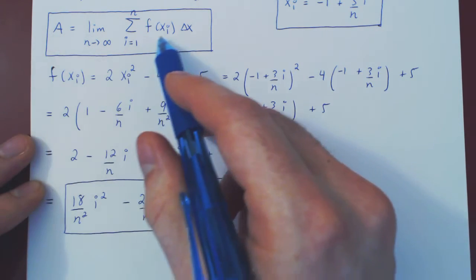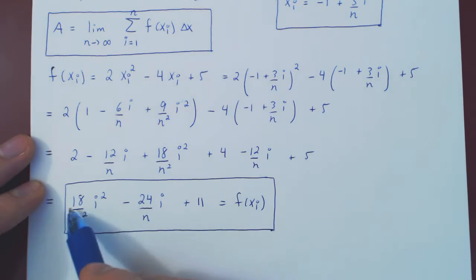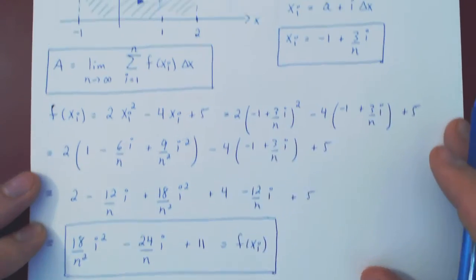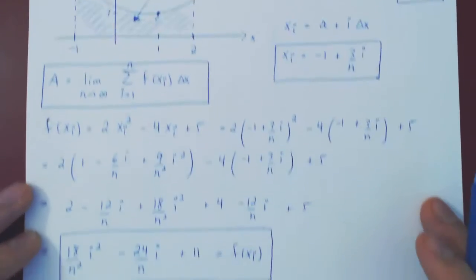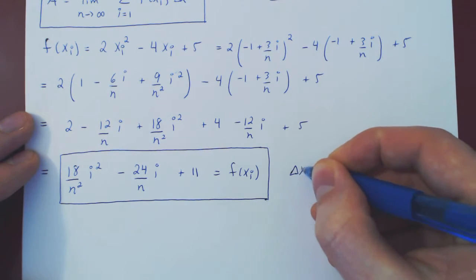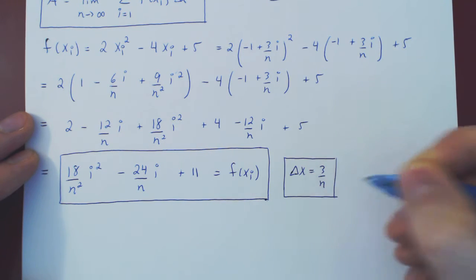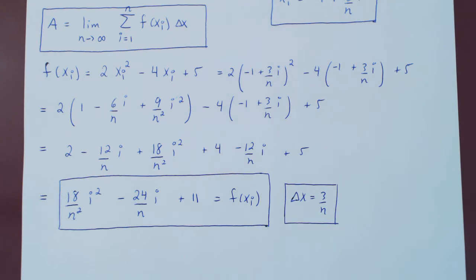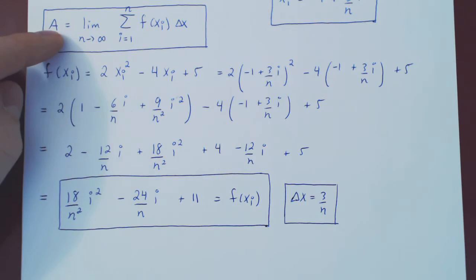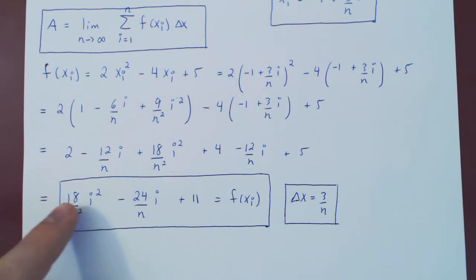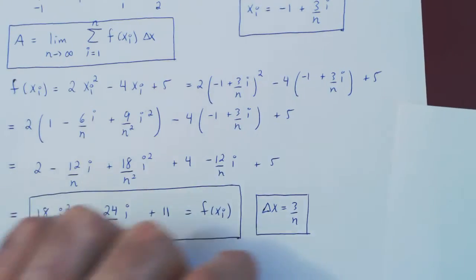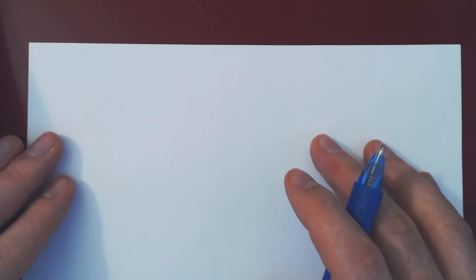We can calculate the area now by replacing our simplified f of xi and our delta x by, of course, 3 over n. So let's do so, and I'll start on a fresh page. I'll rewrite this first and remind you of what f of xi and delta x, being 3 over n, are. I'll just recopy these three things first, and then we'll go from there. And you'll see that we're on our way to finding the exact area now.